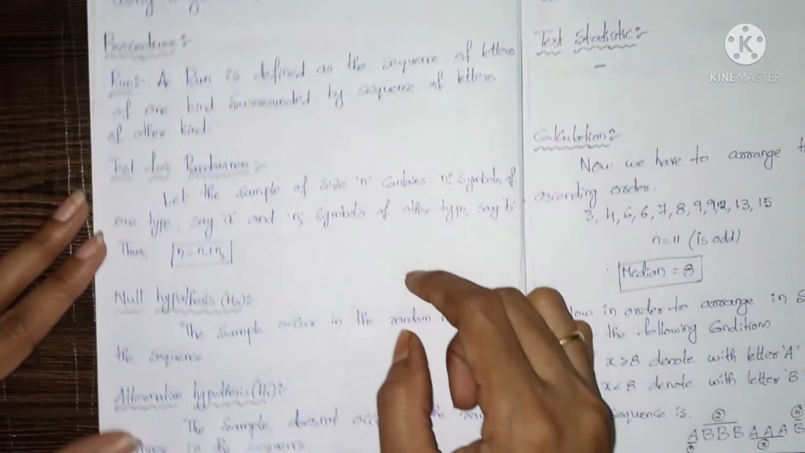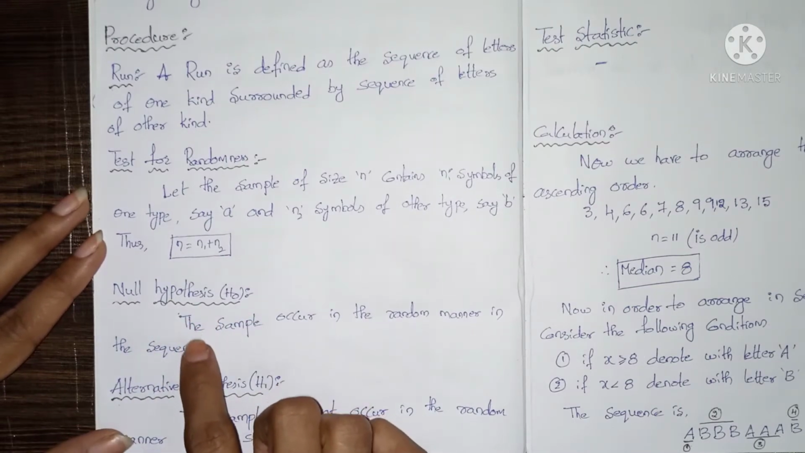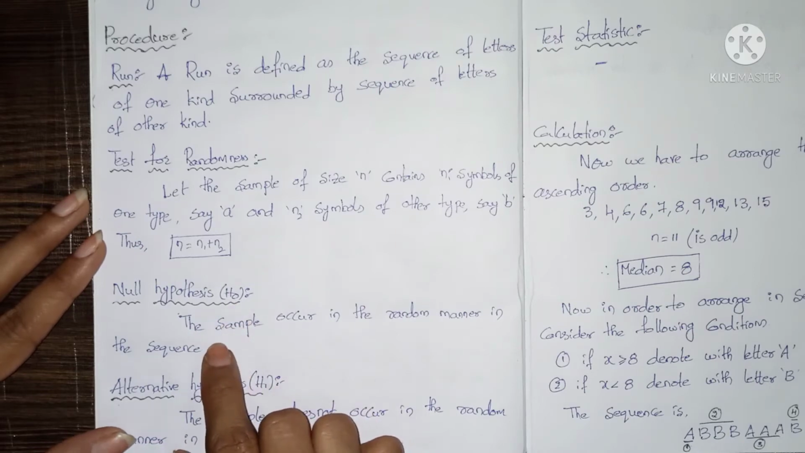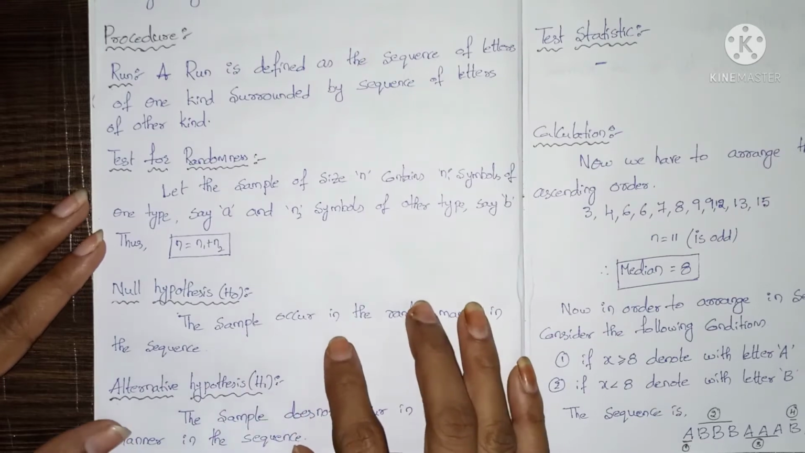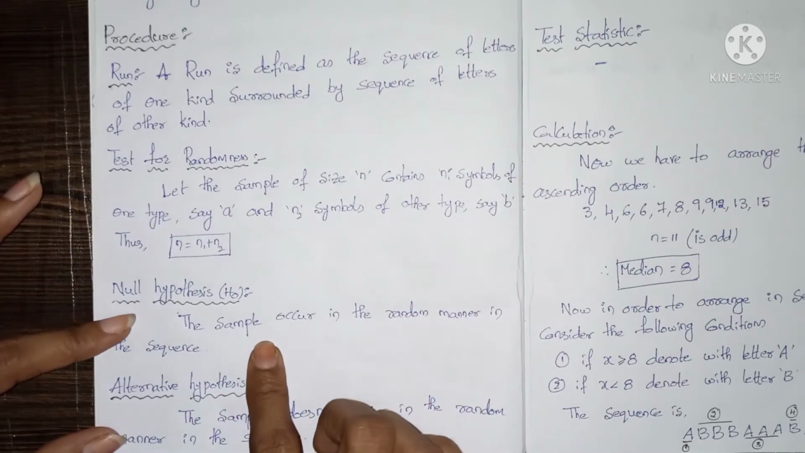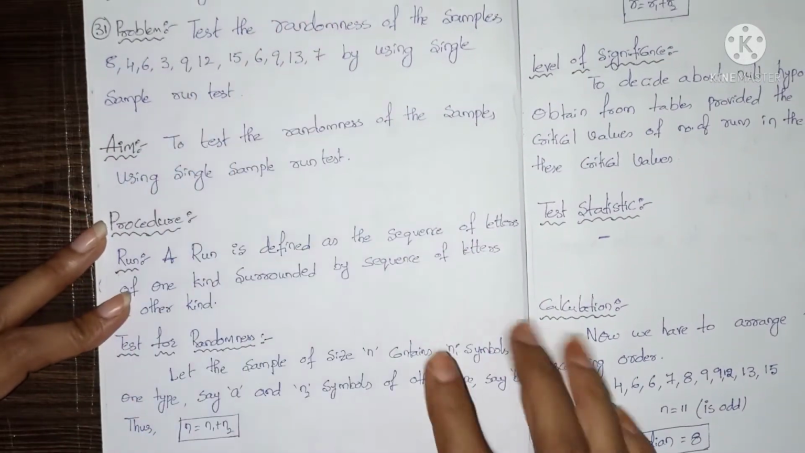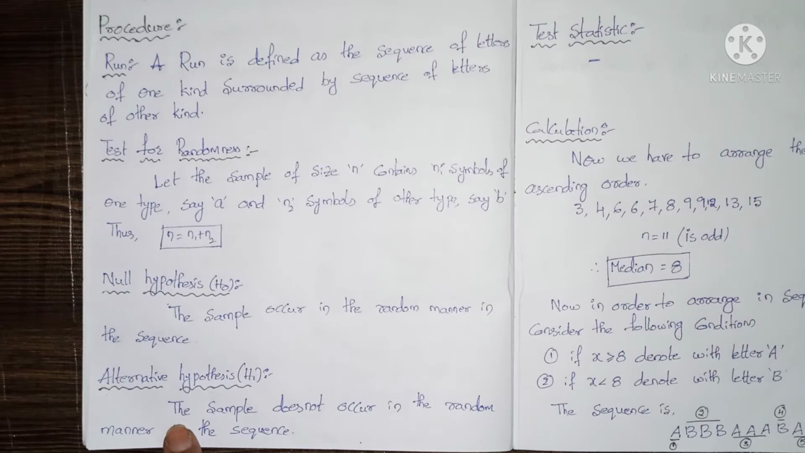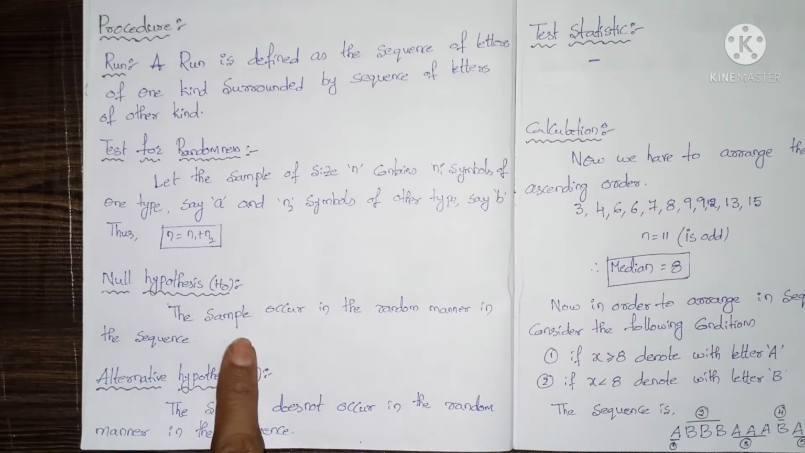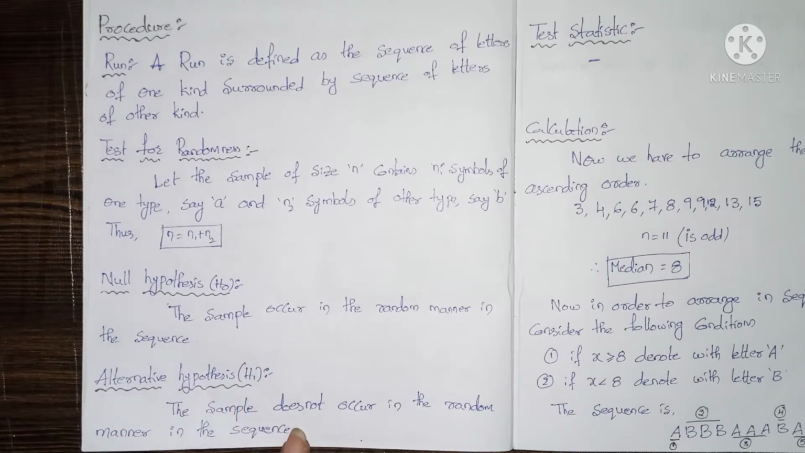Okay, and the next, null hypothesis. It is denoted by H naught. In null hypothesis, we take the statement that the sample occurs in a random manner in the sequence. So what we are taking in the statement is that the given pattern is random. Next, alternative hypothesis: it is the contrary of the null hypothesis. So here we have to write that it does not occur.